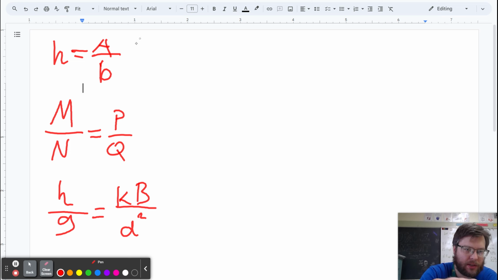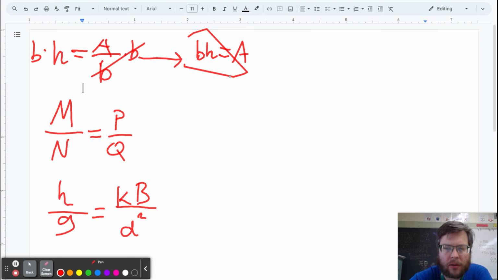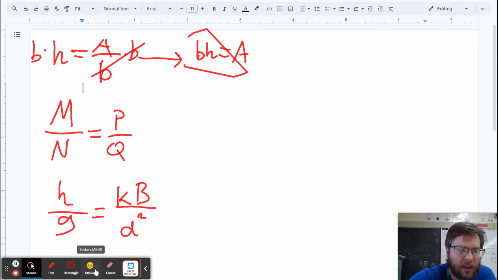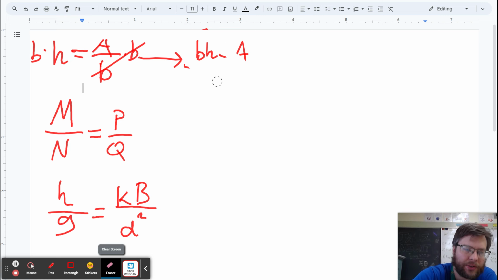All right, so to get a by itself on this, remember the goal is a. To get a by itself, all you have to do is get rid of the fraction. Multiply both sides by b, we have bh is equal to a. Anytime you have fractions, you can just multiply to cancel out the fraction. Sorry, I'm having some technical difficulties with the pen.